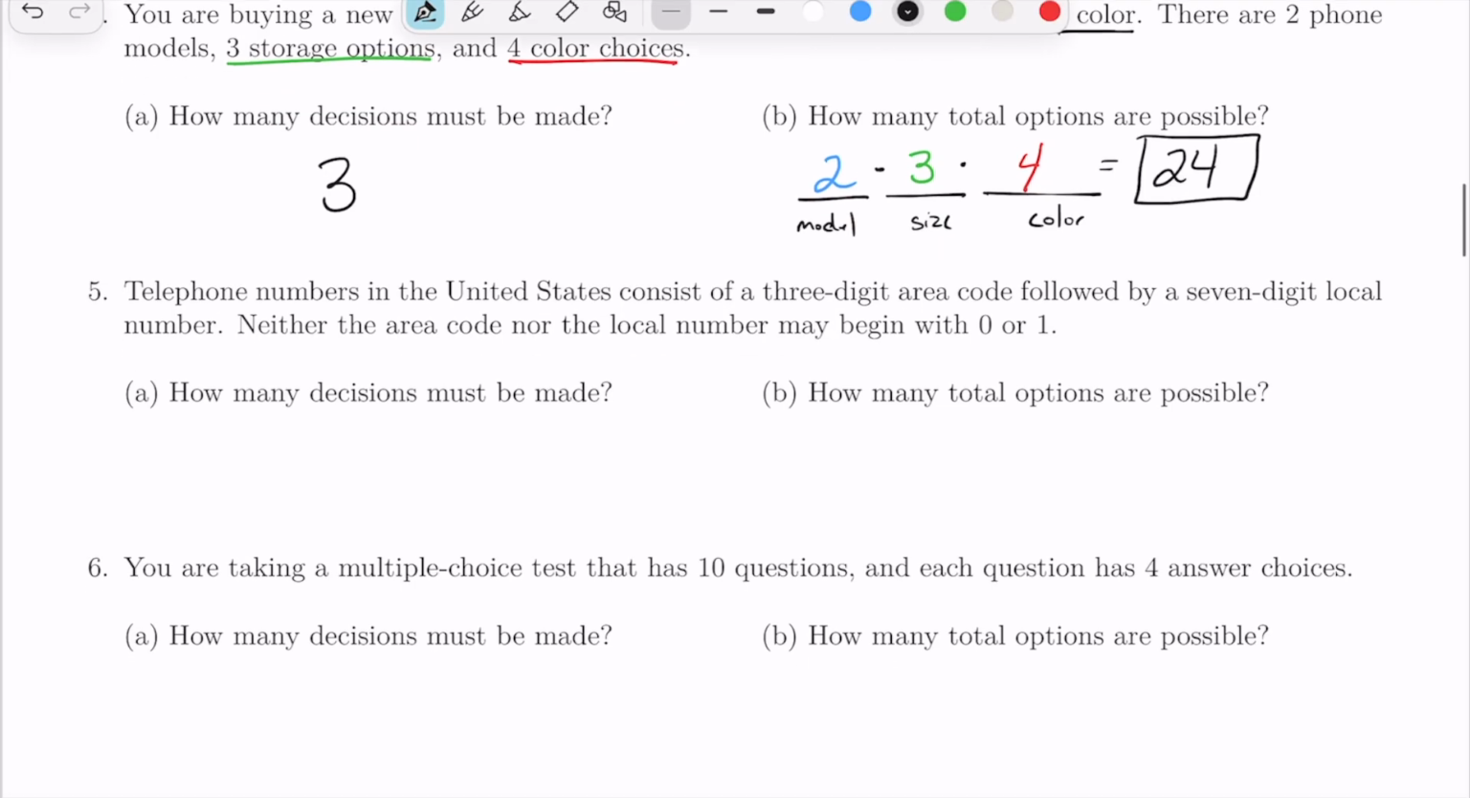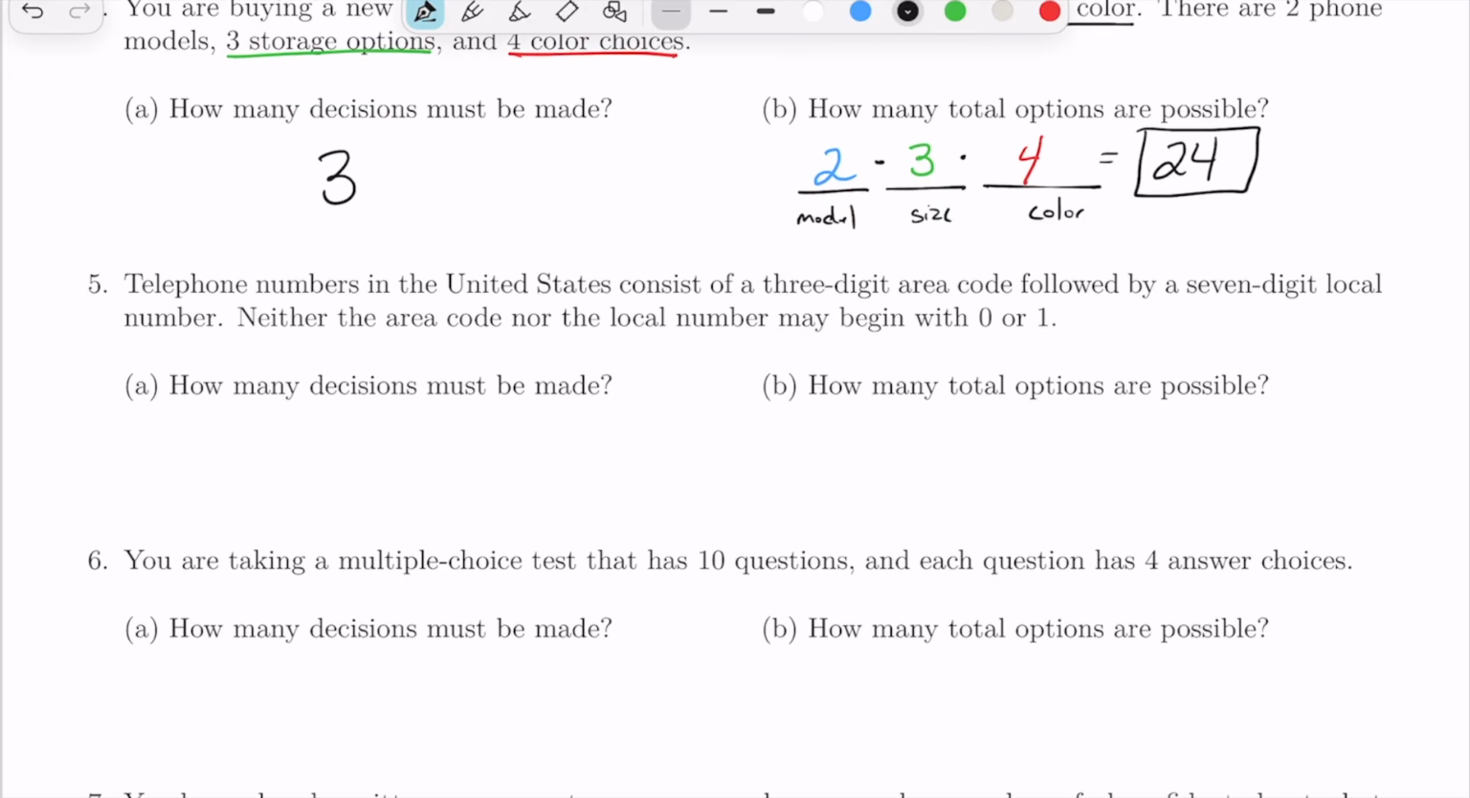The next one is a little bit different, just a little. Telephone numbers in the United States consist of a 3-digit area code followed by a 7-digit local number. Neither the area code nor the local number may begin with a 0 or a 1. Now, when we think about this, how many decisions need to be made? You might be tempted to say, well, we have a 3-digit number here and a 7-digit number, so it looks like 2.